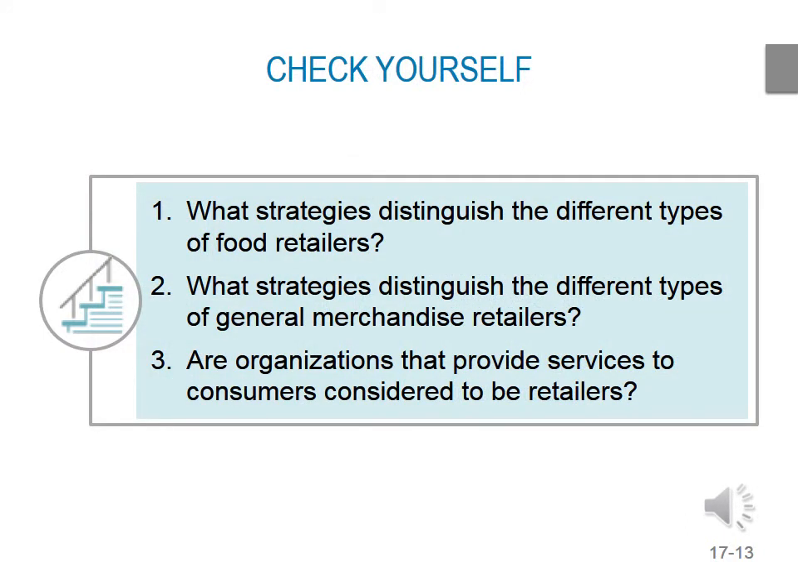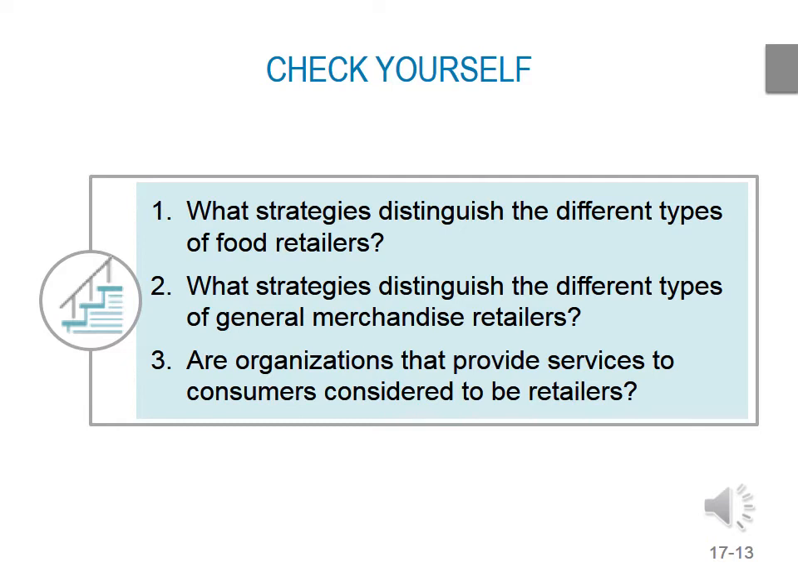Students, it's time for an assessment. What strategies distinguish the different types of food retailers? Food retailers include supermarkets. Their strategy is a self-service food store offering groceries, meat, and produce with limited sales of non-food items such as health and beauty aids and general merchandise.